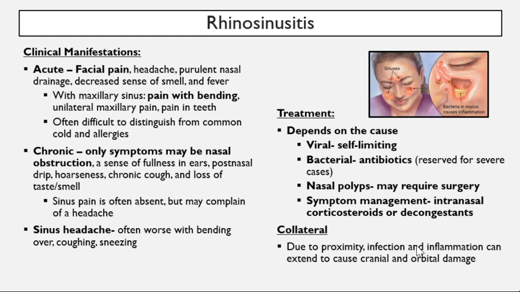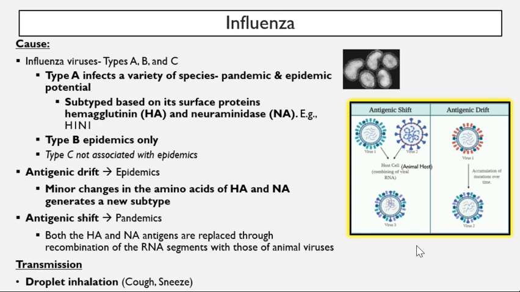So treatment depends on whatever's causing it, right? If it's viral, it's self-limiting. If it's bacterial, you can take antibiotics. If there are nasal polyps, this may require some surgery to remove them, plus symptom management: intranasal corticosteroids, decongestants. These are your cold medicines. And then obviously you want to get lots of rest and lots of fluids, just for normal stuff.